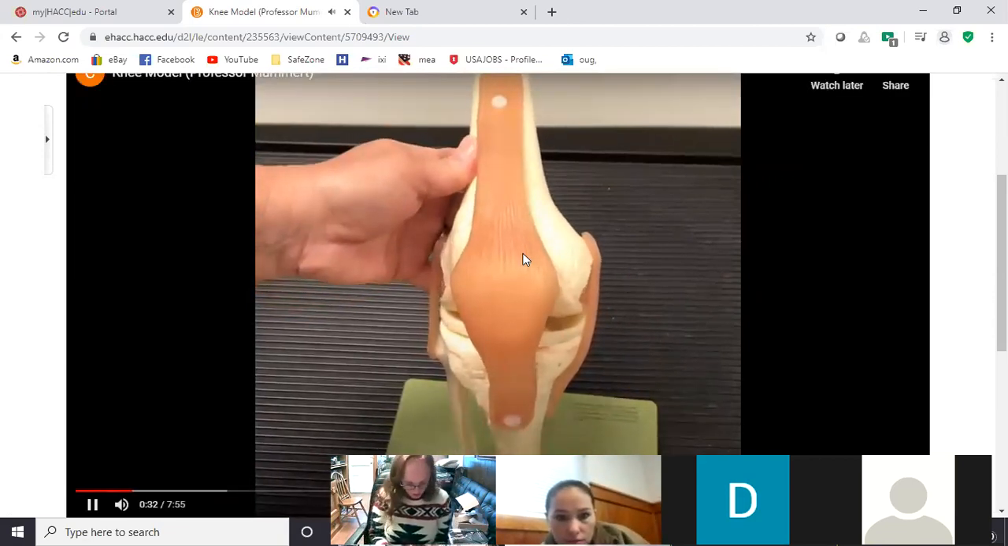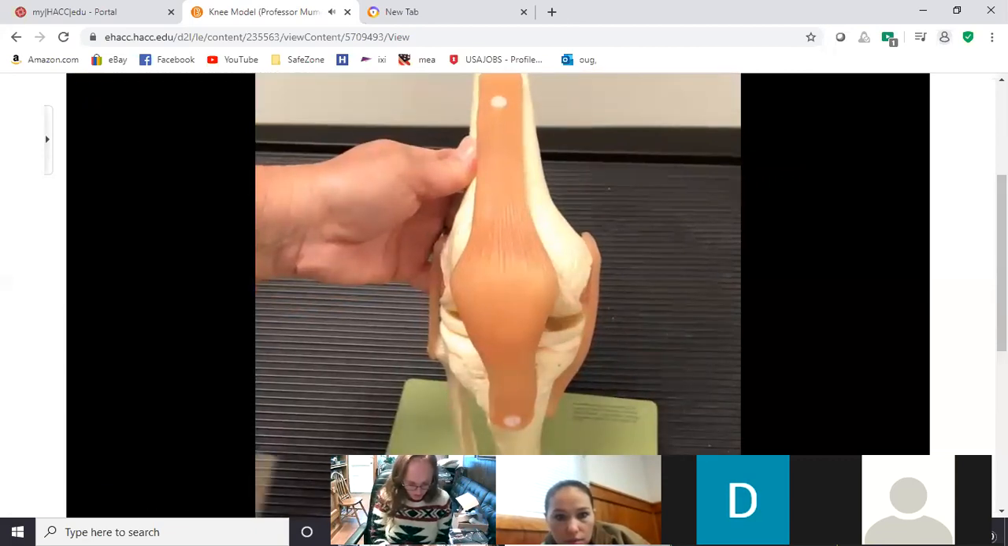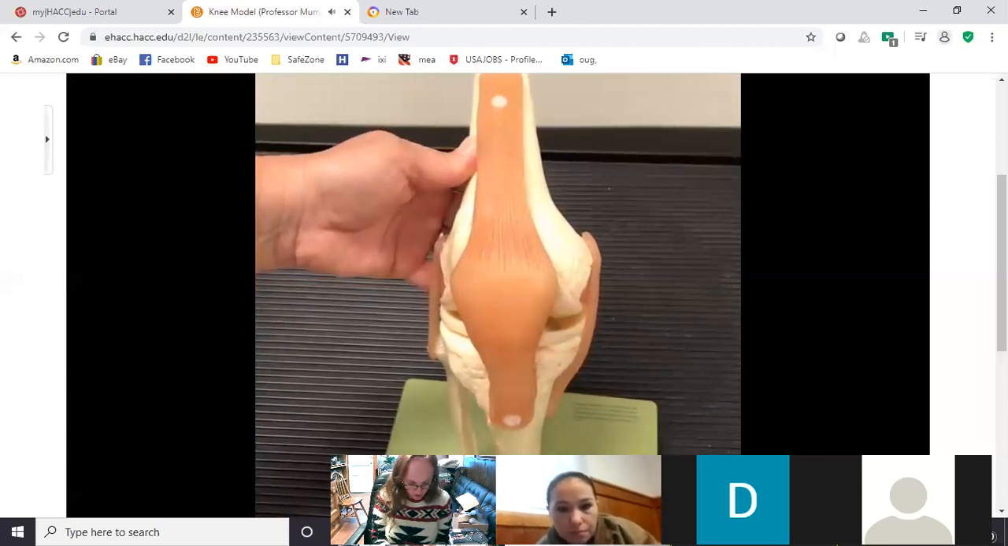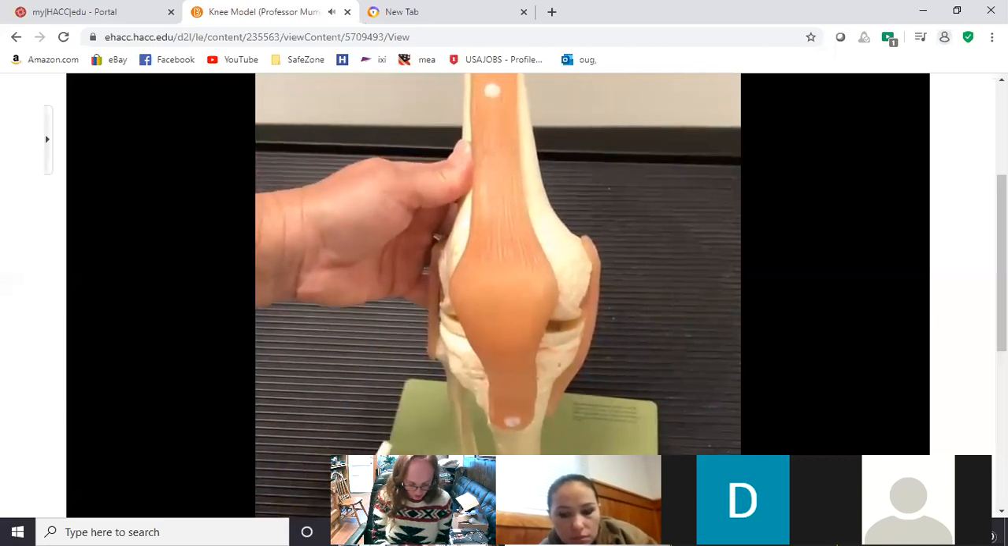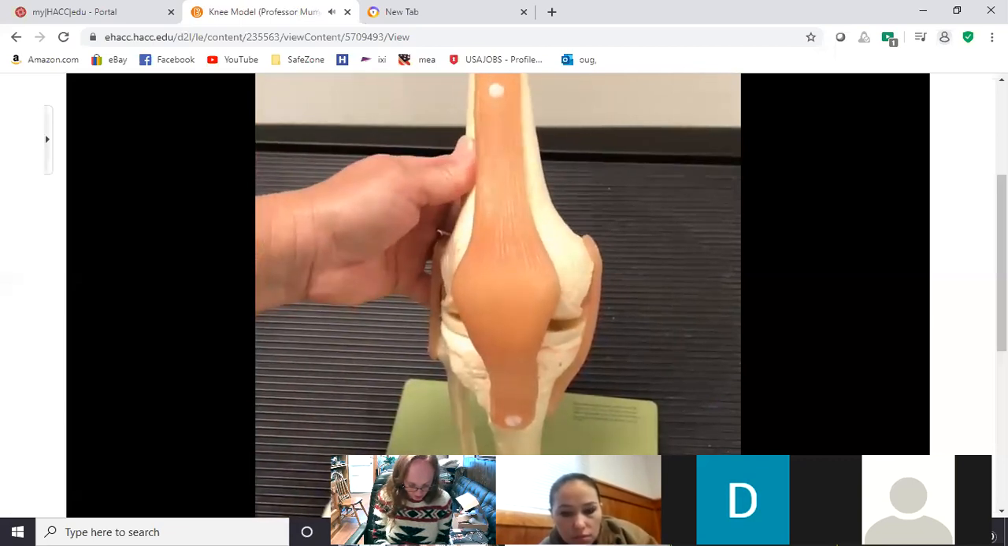Because this is a synovial joint, it consists of a synovial cavity that is going to be filled with synovial fluid. That synovial fluid is produced by a synovial membrane called the synovium, and that synovial fluid acts as a lubricant to reduce friction. It permits a greater amount of movement than either a fibrous joint or a cartilaginous joint.